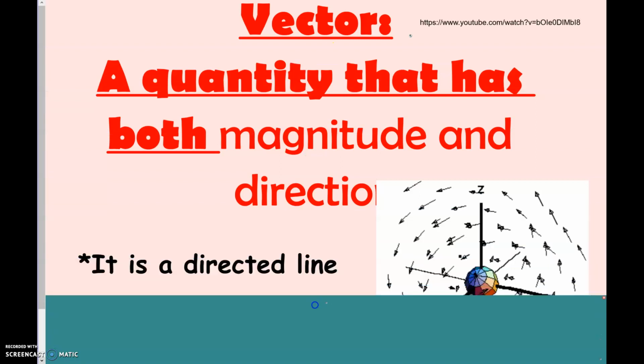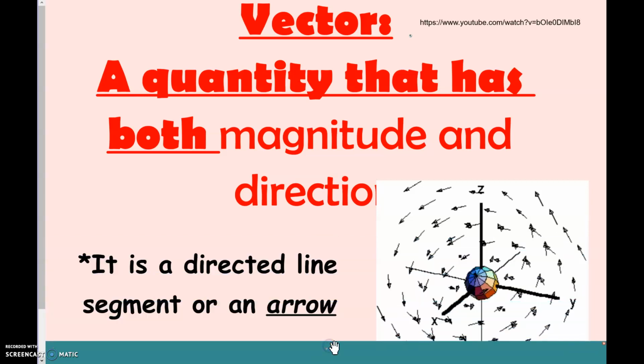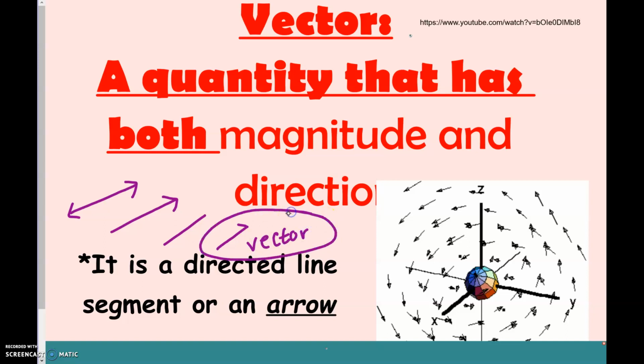So what is a vector? A vector is a quantity that has both magnitude and direction. It is directed by a segment or an arrow. So when we talk about a vector, we have different symbols. This symbol right here means a line. And then we have a symbol with one arrow on the end. That means a ray. And then we have a segment. Well, we also have a symbol with one arrow on the end, and this is your vector. So this is what a vector symbol will look like.